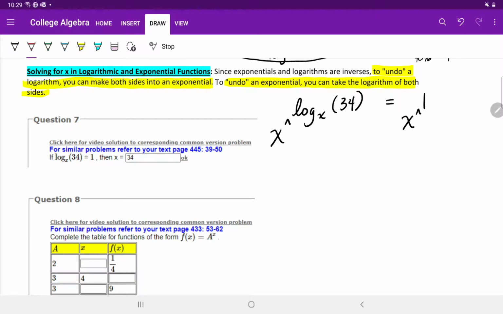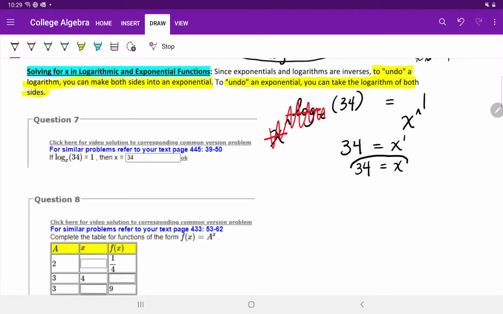I specifically chose x because now this x base and this log base x cancel each other out. So this all goes away. And on the left-hand side now we have 34. And on the right-hand side we have x to the first power. Well, x to the first power is just x.